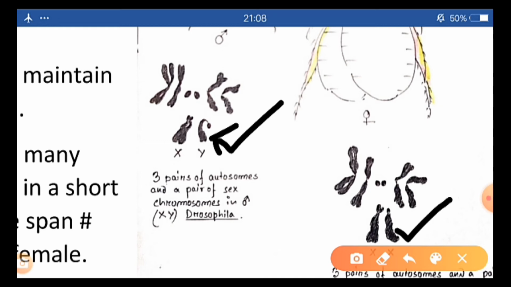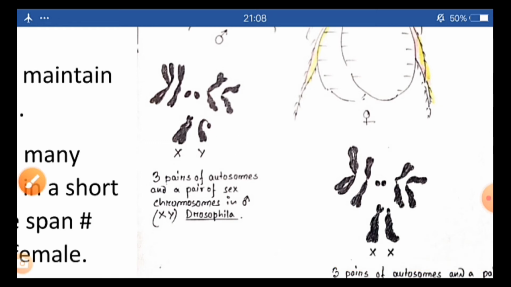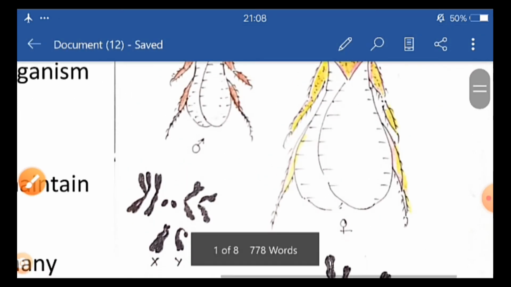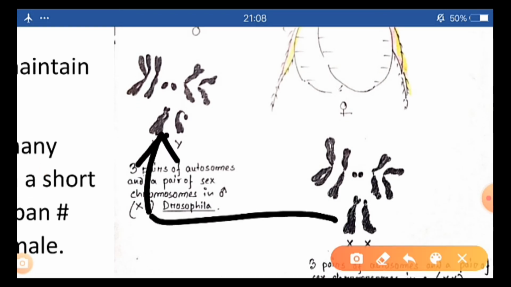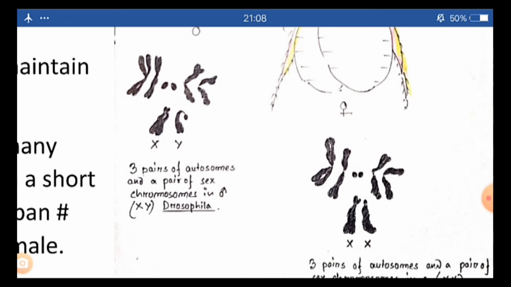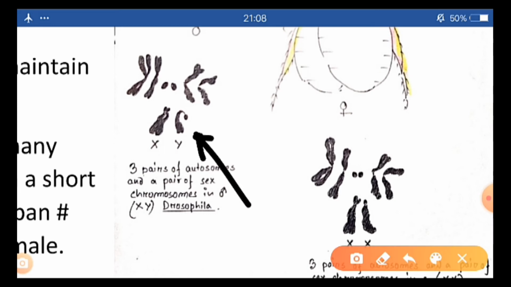So we may say that the X of the male is homomorphic to the two X chromosomes of the female. Clear? Again, the X of this male is homomorphic to the other two X chromosomes of the female Drosophila. But Y is not homomorphic to the X. It is heteromorphic. Clear? Okay.